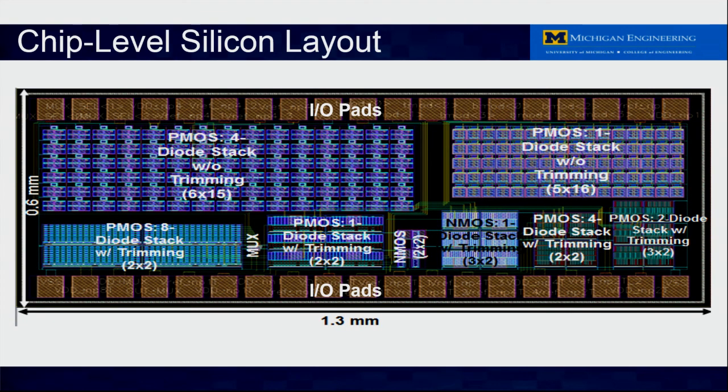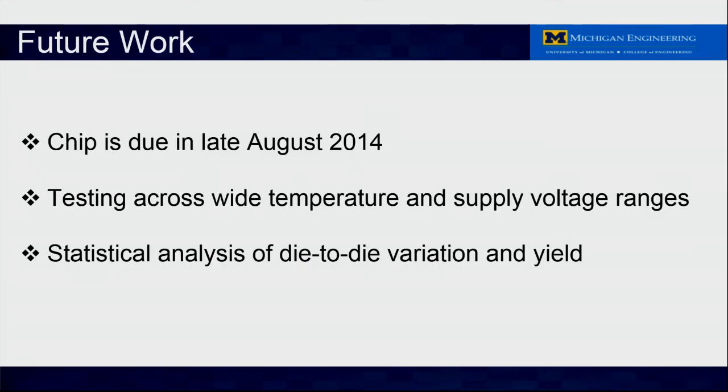So we fabricated these devices on a test chip in a commercially available 180 nanometer process technology. Shown here is the silicon layout as designed using industry standard CAD tools. The chip measures 1.3 millimeters in length and 0.6 millimeters in width. This test chip was submitted for fabrication and is expected to return in late August 2014 for testing. We intend to measure the output voltage across a range of supply voltages and temperature values, and perform a statistical analysis of the die-to-die variation and yield caused by process variations.